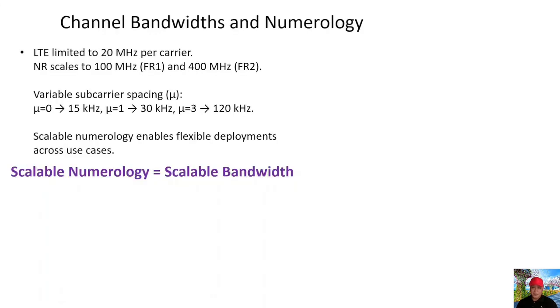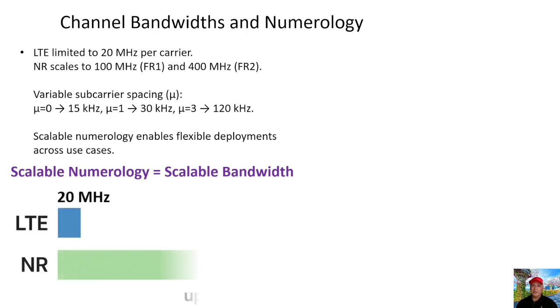Another major difference between LTE and New Radio lies in channel bandwidth flexibility. LTE was limited to 20 MHz per carrier. New Radio can scale up to 100 MHz in FR1 and 400 MHz in FR2 per carrier. Multiple carriers can then be aggregated for even larger bandwidth.